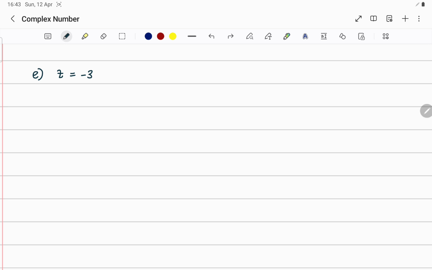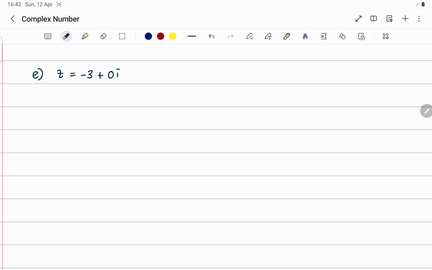Okay, the next question we have is question e, which is z is equal to negative 3. So by right, z is equal to negative 3 plus 0i, because we don't have the imaginary part here. So that's why we can just assume that the imaginary part is 0 right now.